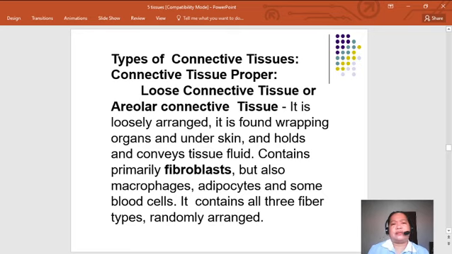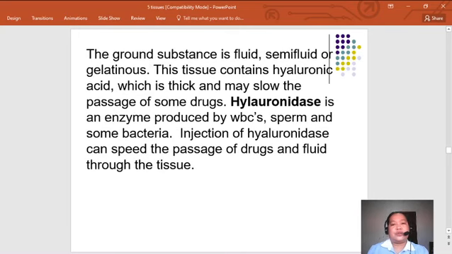So what are the types of connective tissue? First we have the loose connective tissue or the areolar connective tissue. It is loosely arranged. It is found wrapping organs and under the skin, holds and conveys tissue fluids, and contains primarily fibroblasts but also macrophages, adipocytes, and some blood vessels. It contains 3 fiber types randomly arranged. So the ground substance is fluid, semi-fluid, or gelatinous.